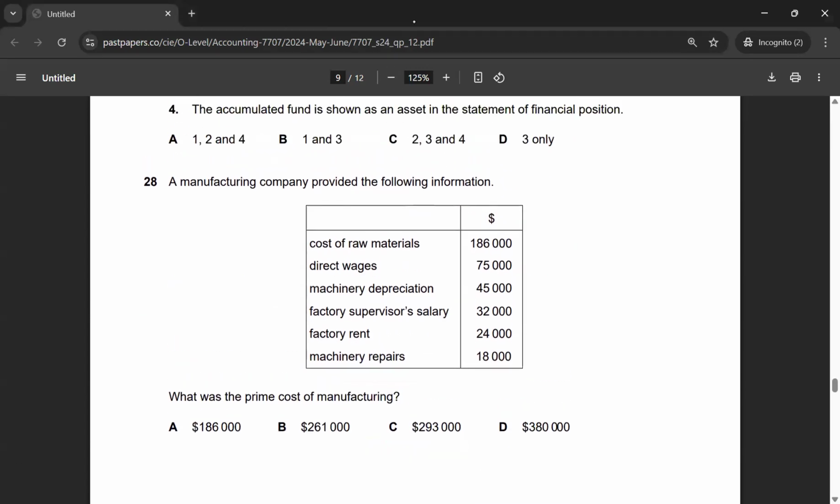Let's look at multiple choice 28. Multiple choice 28 is asking what was the prime cost of manufacturing. That's the direct cost, right? So that will be 186 plus 75. These two are definitely direct cost. Let me look at the others as well. Machinery depreciation is not. Factory supervisor salary is not. And others are not as well. So all these are actually not direct cost. So this should be 261. So the correct answer for multiple choice 28 would be option B, $261,000.